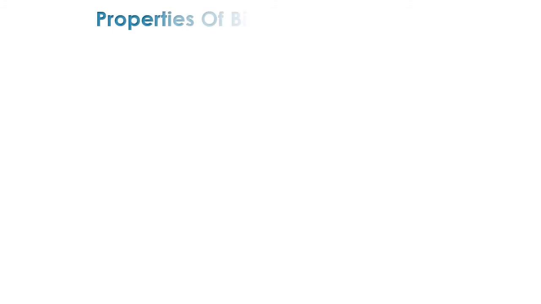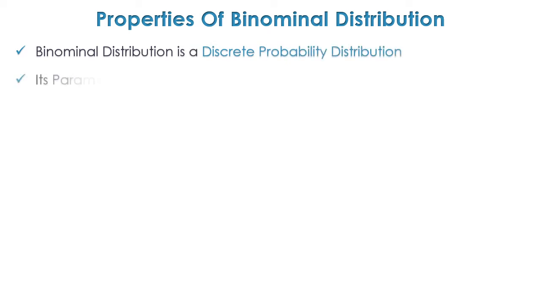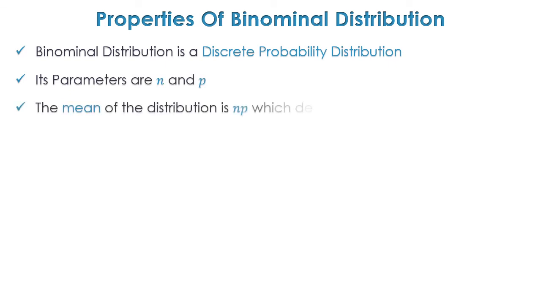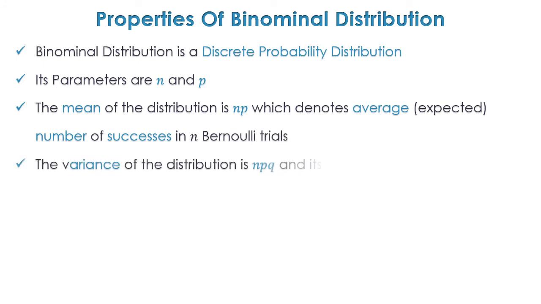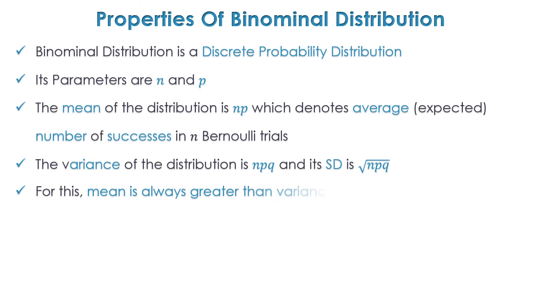The last topic of today's video: properties of binomial distribution. Binomial distribution, as I have explained beforehand, is a discrete probability distribution, so it is based on a discrete random variable. Its parameters are n and p. The mean of the distribution is np, which denotes the average or expected number of successes in n Bernoulli trials. The variance of the distribution is npq, and because standard deviation is the square root, it is under root npq. For this, mean is always greater than variance, and variance upon mean gives you the direct answer of q, that is failure.